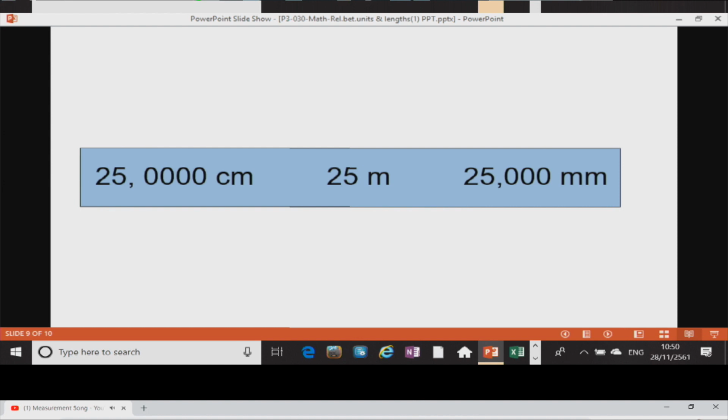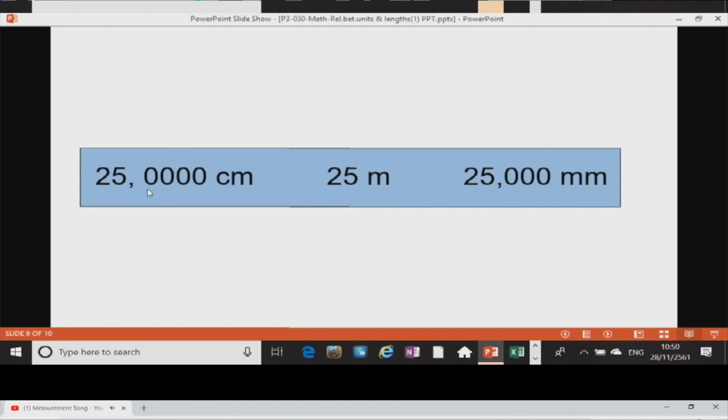Centimeters. 25 meters and 25,000 millimeters. Are these the same? No. 250,000. 25 meters and 25,000 millimeters. Is that okay? Okay. They're okay. Is this okay? No.